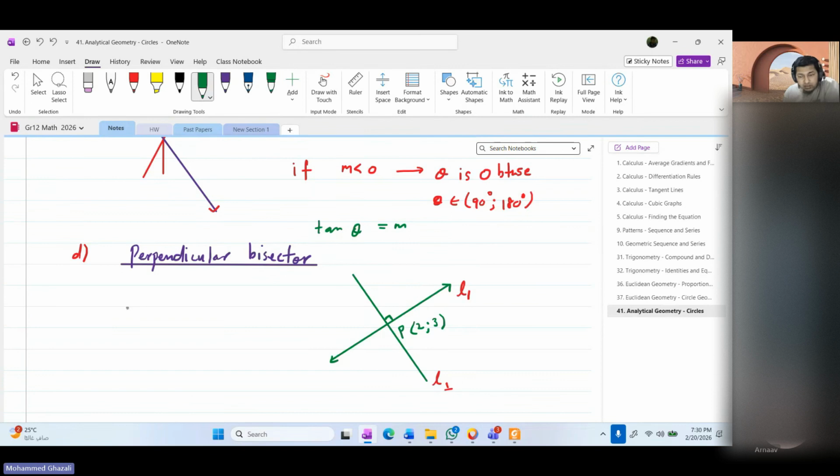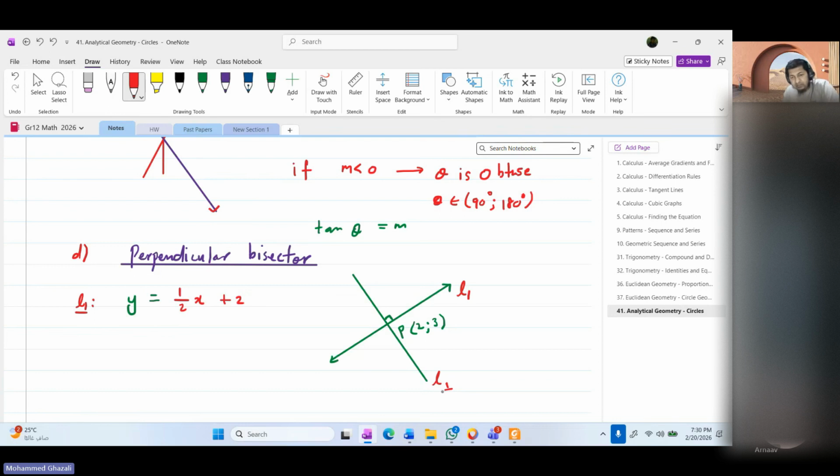Let's say this line over here, L1, has the equation y is equal to x plus 1. Let's see if we can make it something better, like y is equal to half x plus 2. Say the equation of line L1 is half x plus 2.